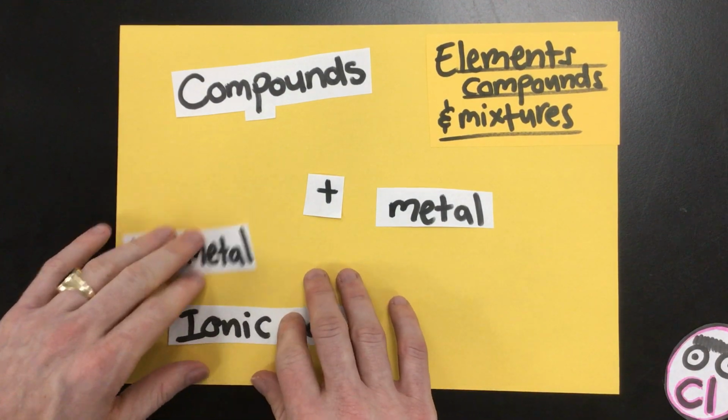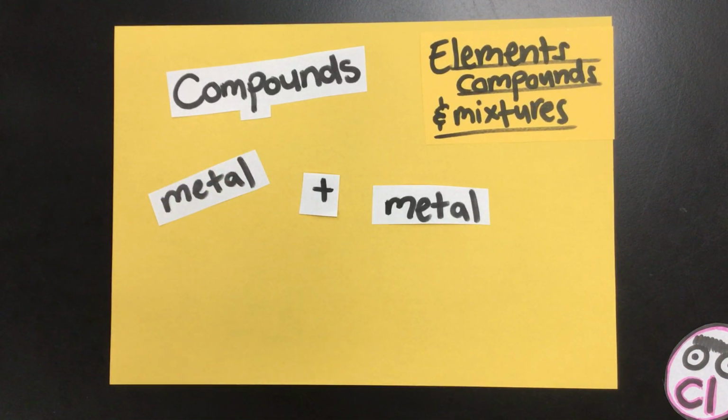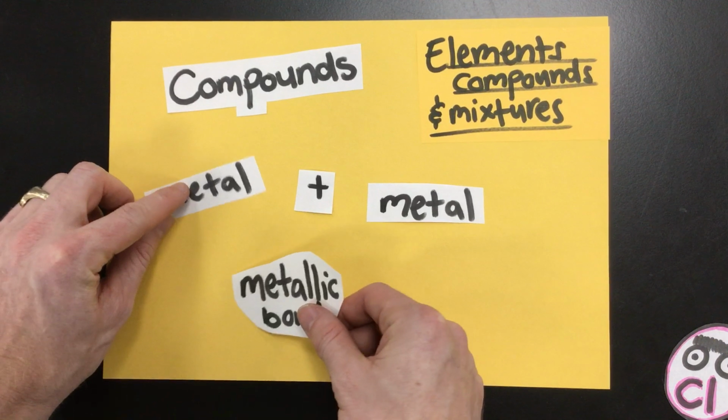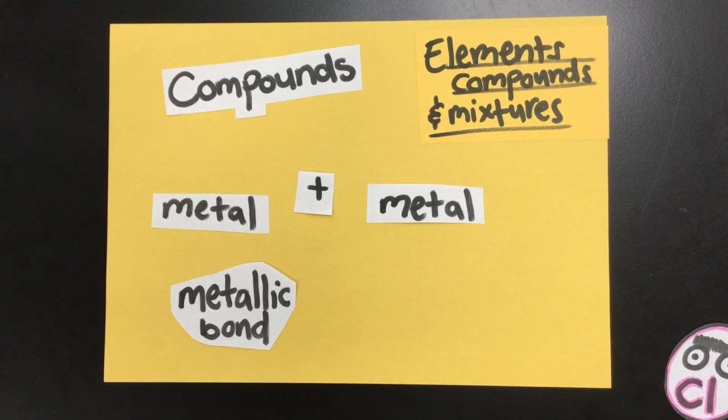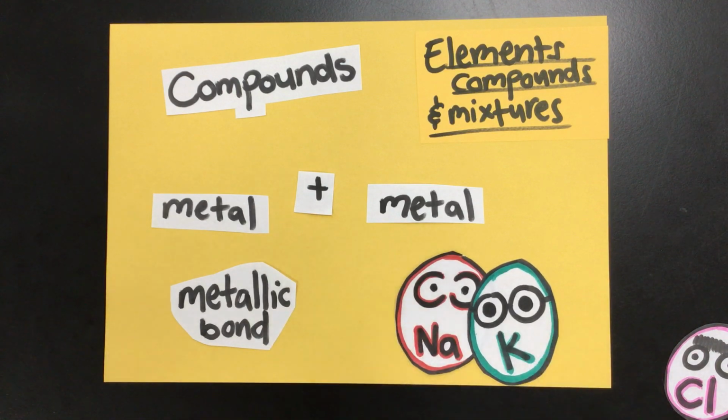Another combination that I could have is combining a metal with a metal. In this case, I would make something called a metallic bond. Now, a metallic bond could be something like sodium and potassium, forming a bond together.